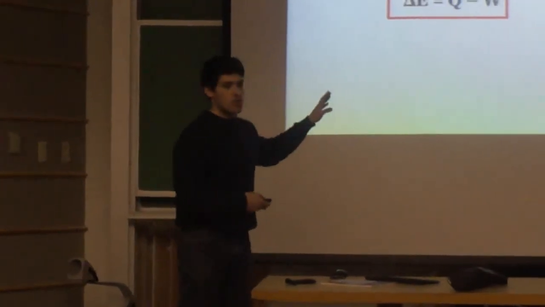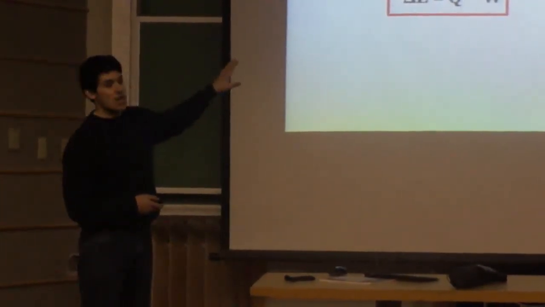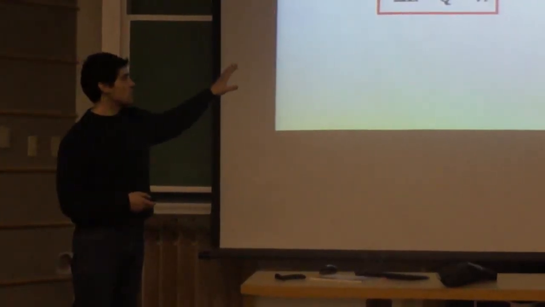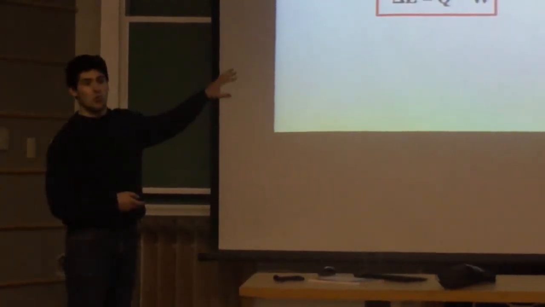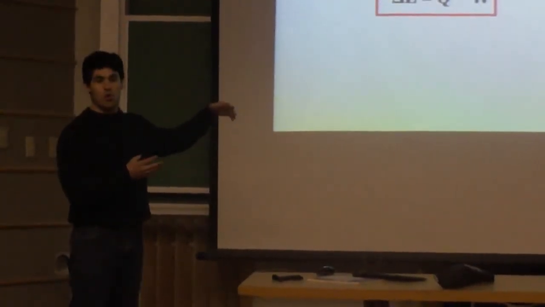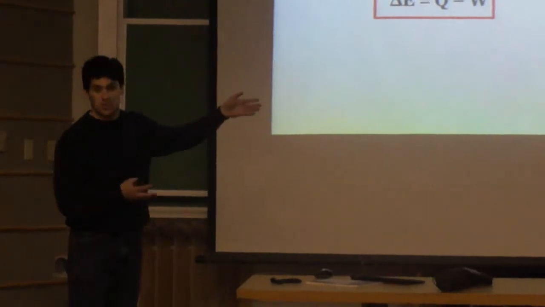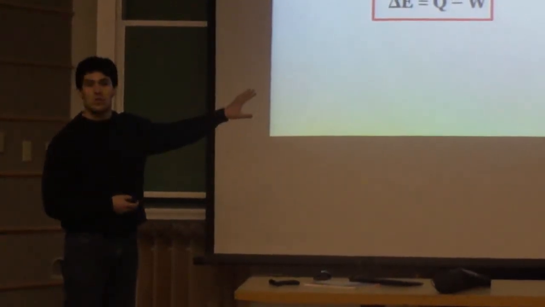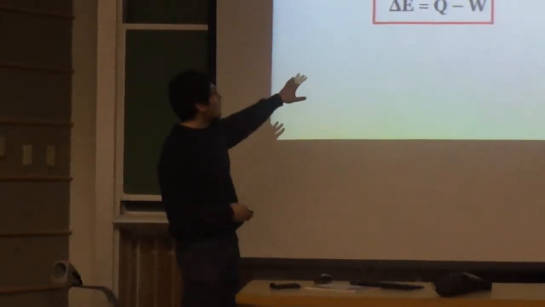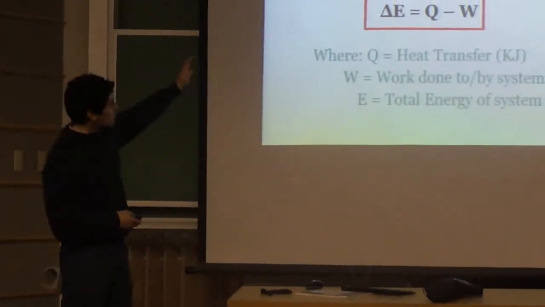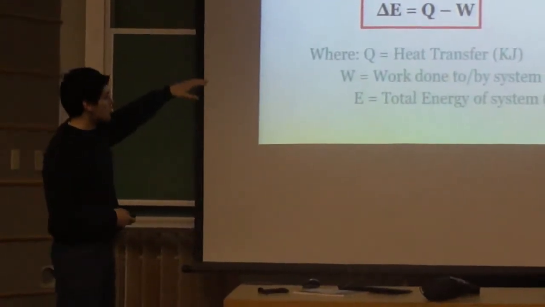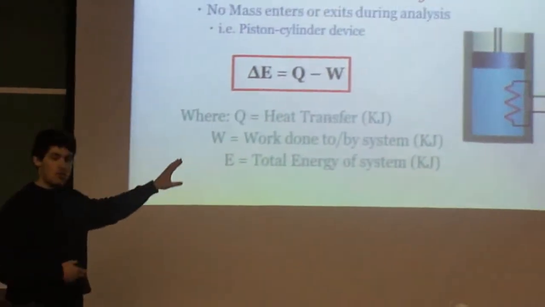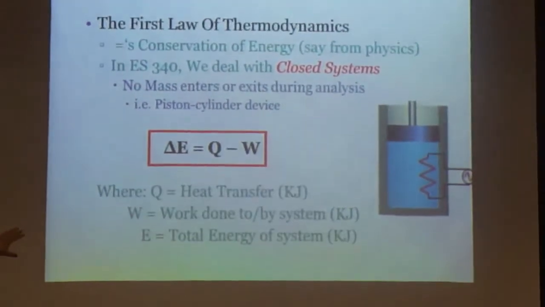Now, this is the first law. The change in energy is equal to the heat transfer minus the work done, or inputted, or outputted by the system, or to the system, okay? It's the most fundamental law, all right? Now, Q is heat transfer, W is work done by the system, E is total energy. We'll get to the signs in a second, all right?